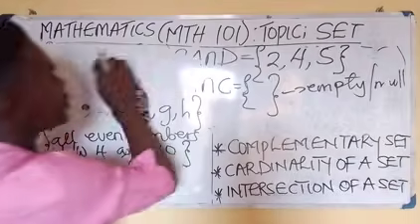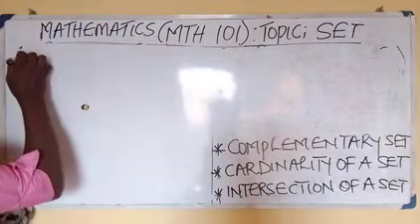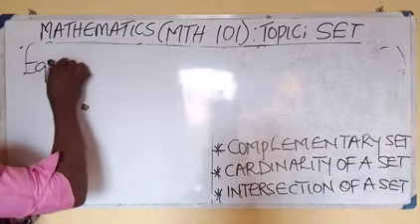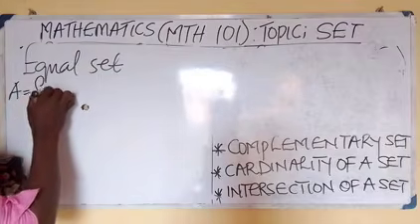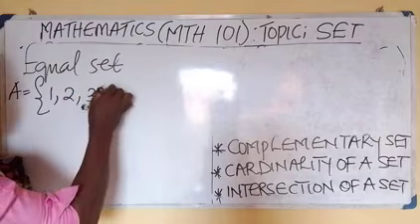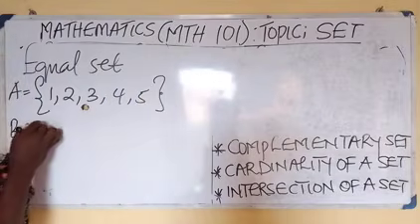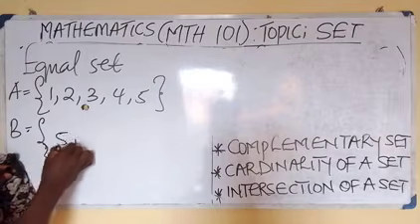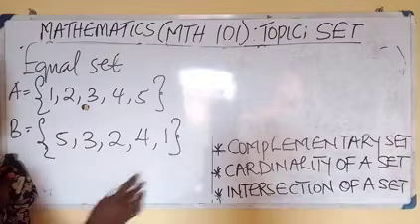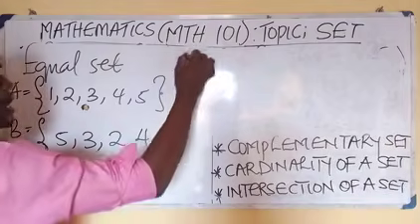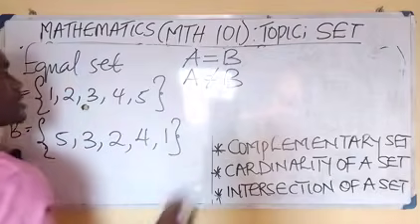Let me conclude by giving you equal sets. So if I have A to be 1, 2, 3, 4, 5, then I have B to be 5, 3, 2, 4, 1. So the question is, is A equal to B or is A not equal to B? Let's find out.